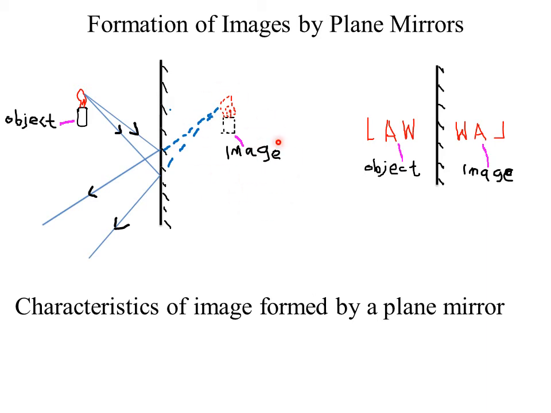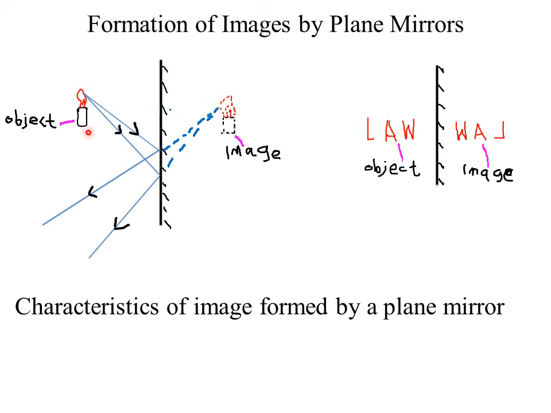So if it is imaginary, it means it is not being formed by actual intersection of the real rays. So it is imaginary, and therefore we call it virtual. It is virtual, and it appears to be behind the mirror. If you try to estimate the distance between the object and the plane mirror, and the distance between the plane mirror and the image formed, you will realize that those distances will exactly be the same.